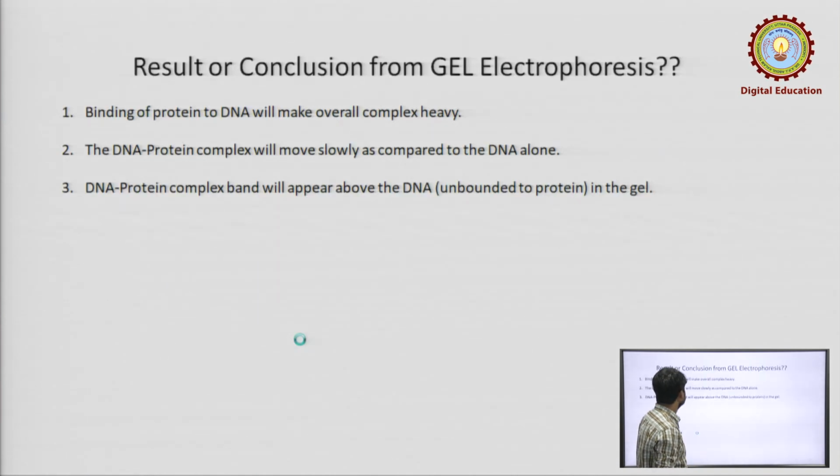So, what are the conclusions from this gel electrophoresis of EMSA? We can find that binding of protein with the DNA will make the overall complex heavy, and the DNA-protein complex will move slowly; the movement will be retarded as compared to the DNA or nucleic acid alone. And the next is that the DNA-protein complex band will appear above the unbound DNA in the gel.